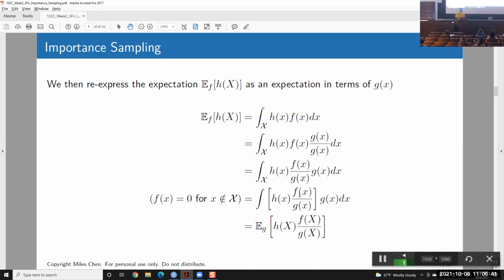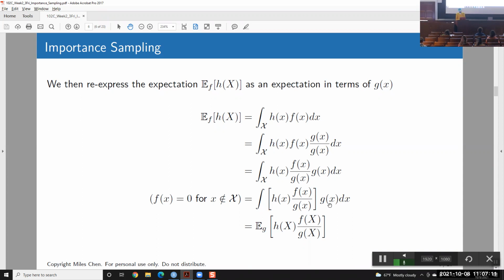It's the original arbitrary function h, multiplied by basically a ratio between two PDFs. f is some PDF that we were not able to sample directly from. g is a different PDF that we are able to sample from. We have a ratio between two PDFs, but we can just treat this as an arbitrary function, h of x times f of x divided by g of x, times a PDF.